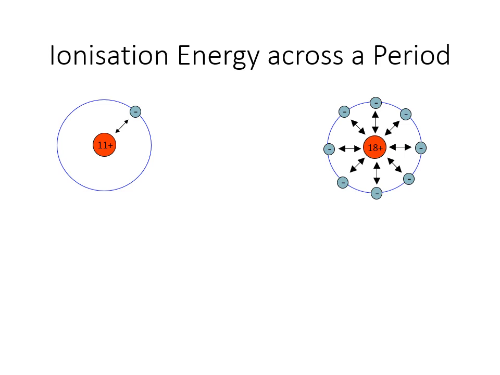So here's our two atoms. We've got sodium with its 11 protons, and then we have argon with its 18 protons in its nucleus. And it's this addition of protons, as you go across the period with each successive atom you add one more proton, and that increase in nuclear charge means that the outer electrons are pulled closer to the nucleus.